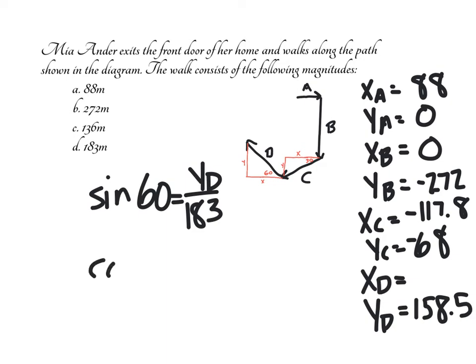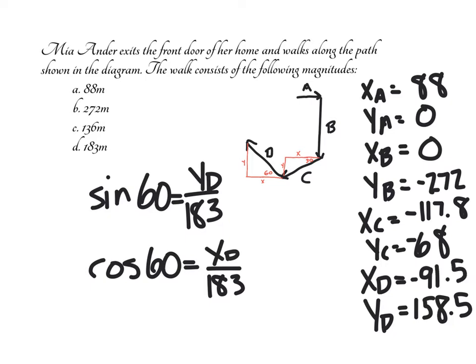And then we would use cosine of 60 equals xd over 183. And our xd is 91.5. It's pointed towards the left, so I'm going to call it a negative 91.5.